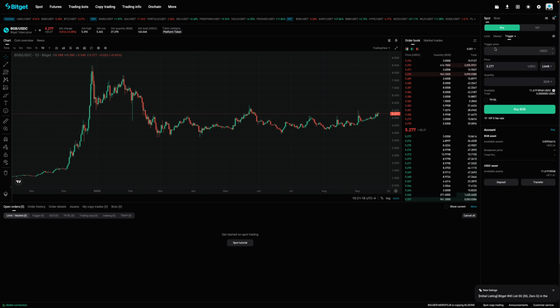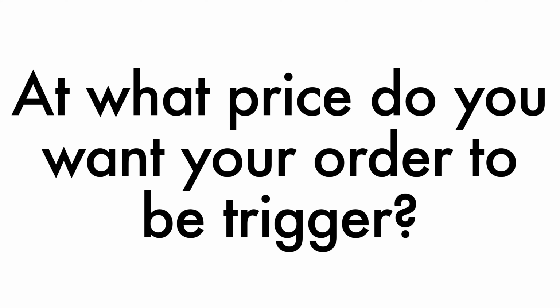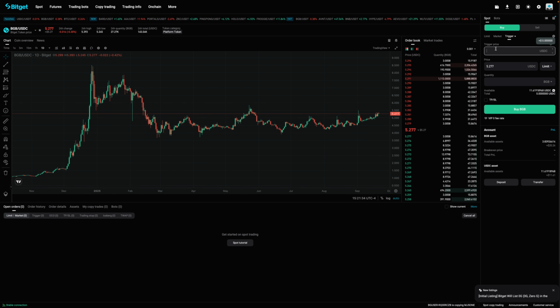So over here you can see that it says trigger price, and what this means is at what price would you like for your order to be placed should the price of the coin, in this particular case BGB, hit. Now as this is a buy trigger order on the spot market, I would primarily use this order to buy on a breakout, as I had said earlier, meaning that I would buy when the price is climbing.